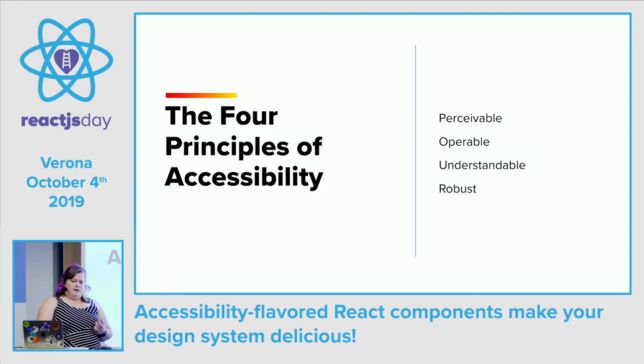We have 4 principles of accessibility to consider with our apps. Our apps need to be perceivable. Information and the UI components must be presentable to users in ways that they can perceive. It needs to be operable. You need to be able to operate and navigate on that page in many ways. The information needs to be understandable, and information needs to be robust and adapt to different situations.